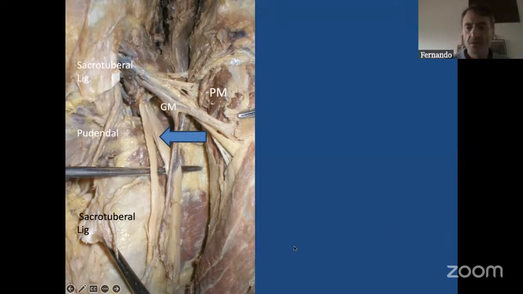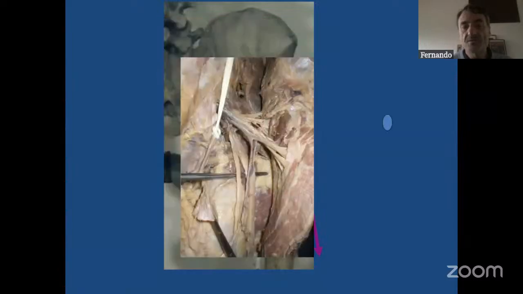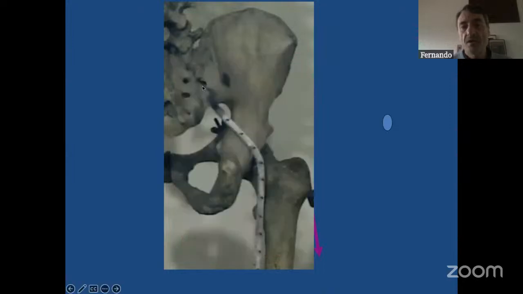Again, with the superficial structures, the deep structures, and the osseous landmarks to locate the nerve in the gluteal region.